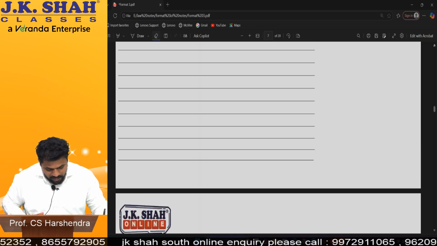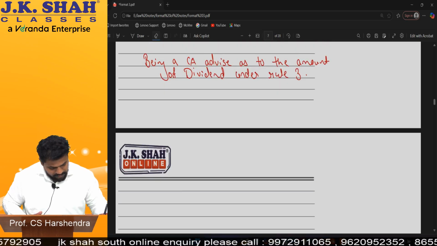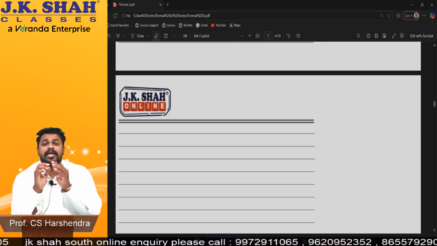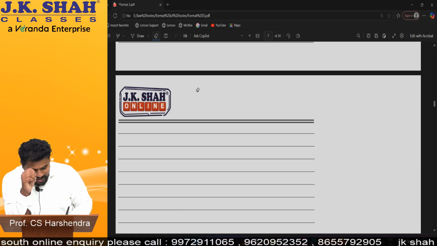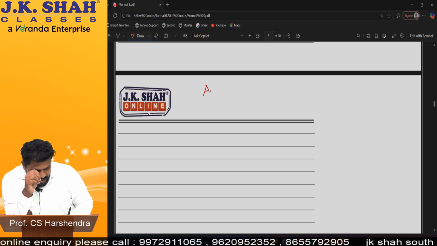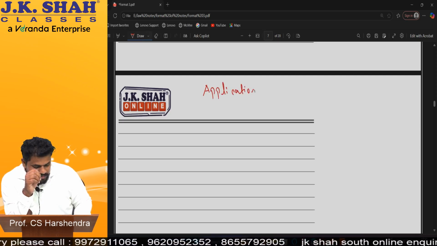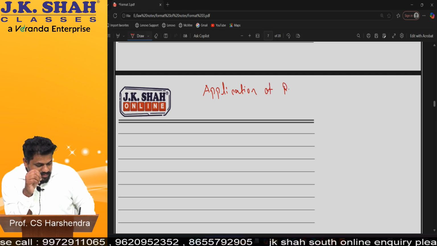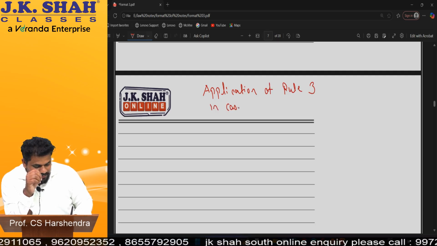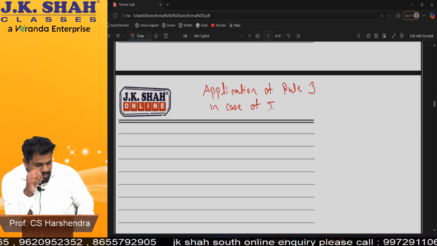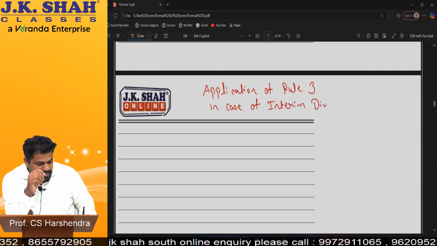Now, one point comes. This is a point which is easy to understand but difficult to explain. What is this point? See. Application of rule 3 in case of interim dividend.